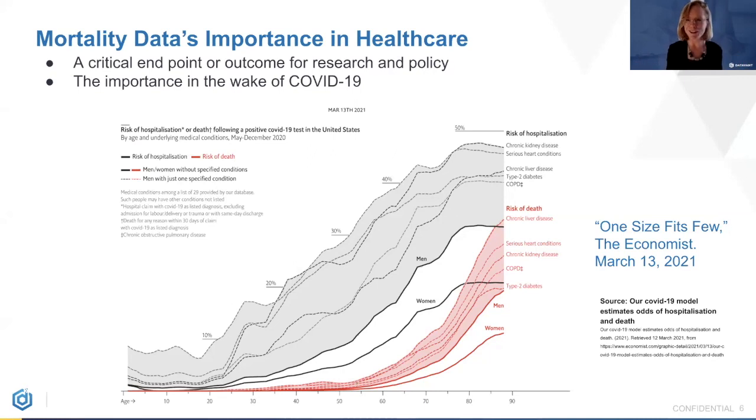I know G is going to touch on this collaboration a little later. And The Economist published this article just last week. And the data visualization here depicts risk curves for hospitalization and death for COVID-19 patients.